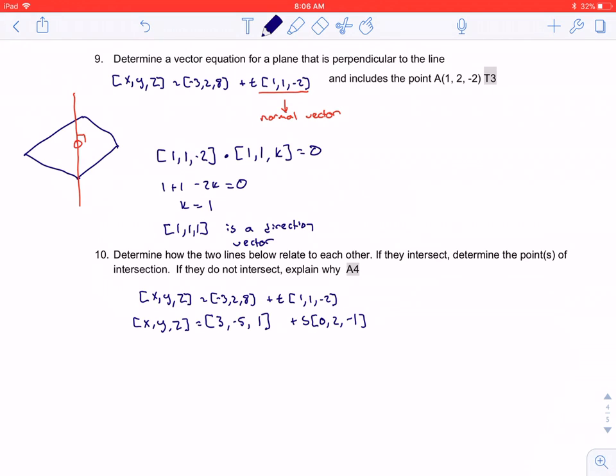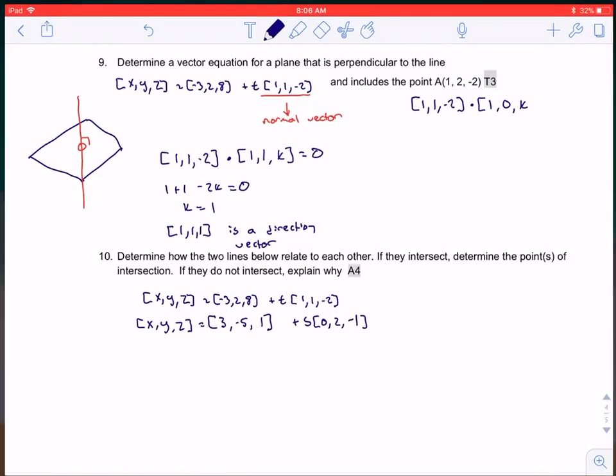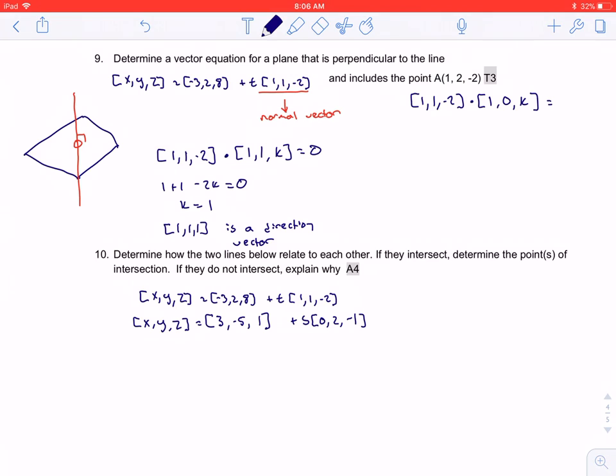Okay. If we do that same process again, 1, 1, negative 2, and dot that with, let's do something quite different, 1, 0, k, and set that equal to 0. We're going to have 1 plus 0 minus 2k equals 0. So k is going to be equal to 1/2. So 1, 0, 1/2 is also a direction vector.